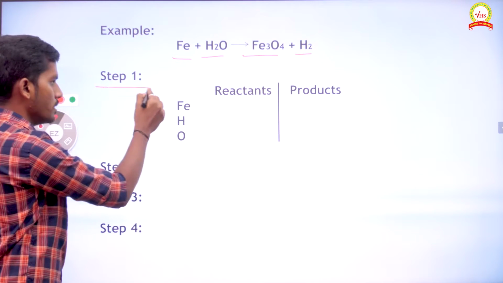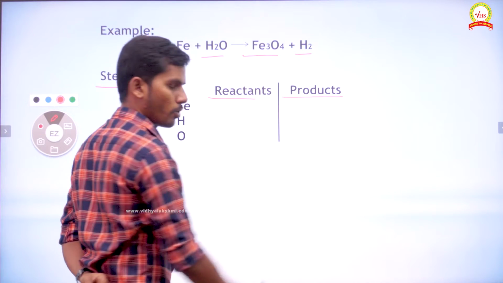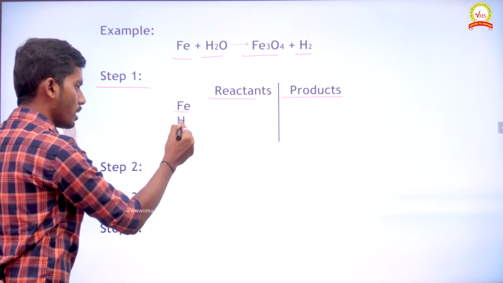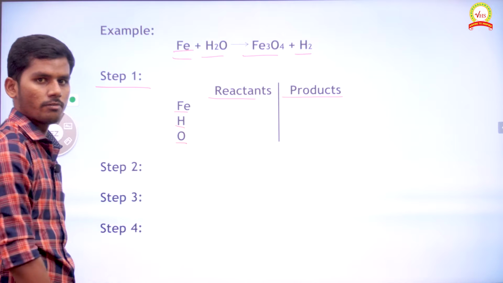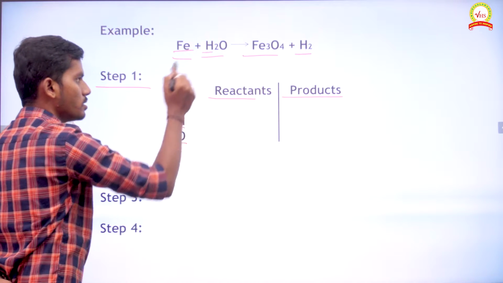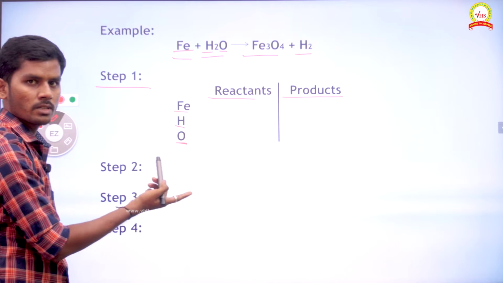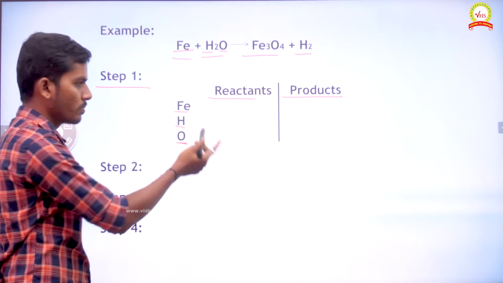The first step is, you have to segregate it as reactants and products. Okay. What is the next step? You have to list the number of atoms present here. So if you see this equation, the first atom is Fe, iron, the next atom is hydrogen, and the next atom is oxygen. Okay. Is there any other atom other than these three? No. So if it is not there, you can move on to the next step.